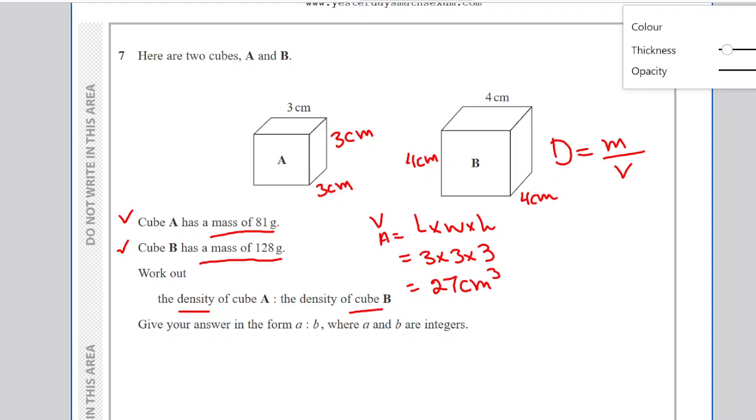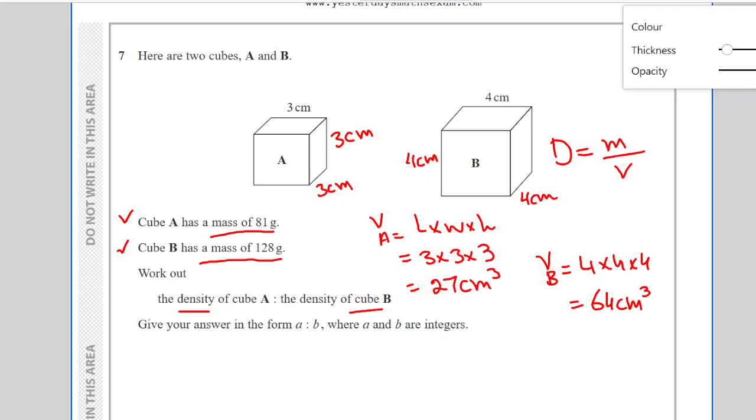Now we're going to find out the volume of cube B using the same formula, length times width times height. So that gives us 64 centimeter cubed.